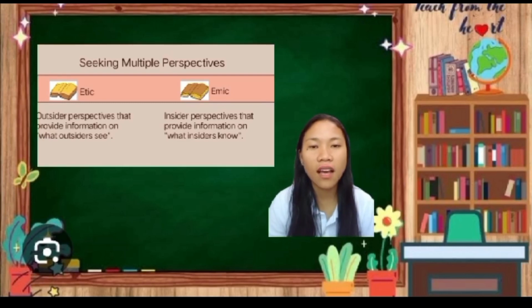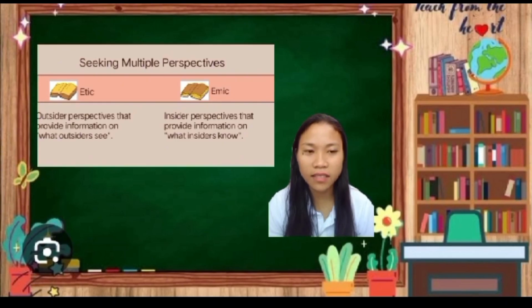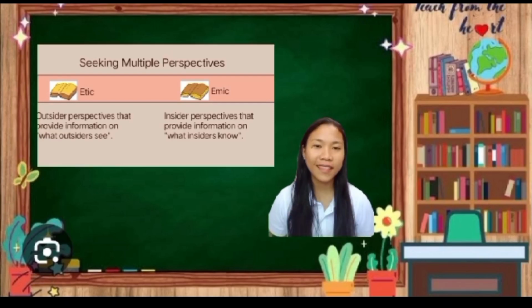And the second one is emic. Emic is the insider perspective that provides information on what insiders know. Emic perspectives stem from individuals who are intimately familiar with the cultural or contextual setting being studied. They provide insight into the unique values, norms, and experiences of individuals within that setting.